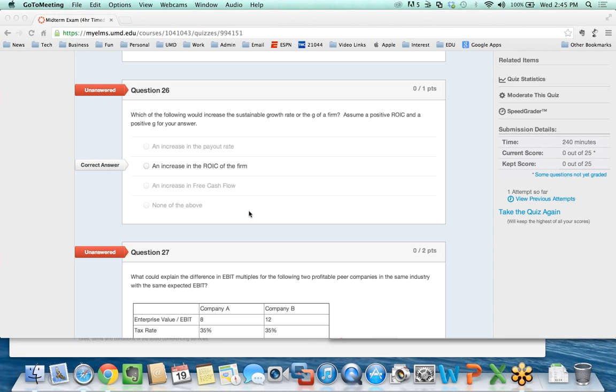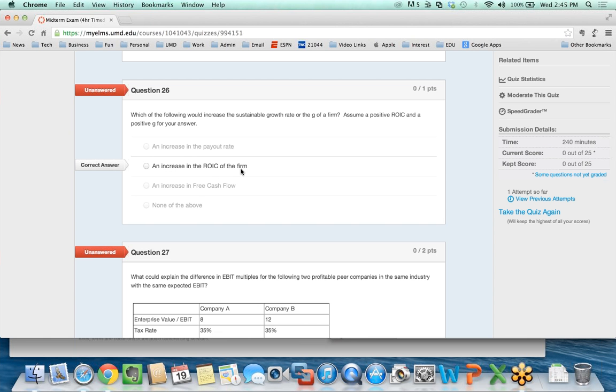Second, an increase in the ROIC of the firm. Well, if we have the same investment rate times a higher ROIC, we get more sustainable growth. That one is the correct answer.